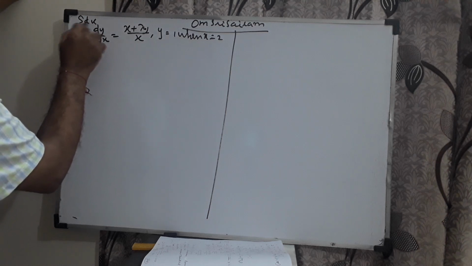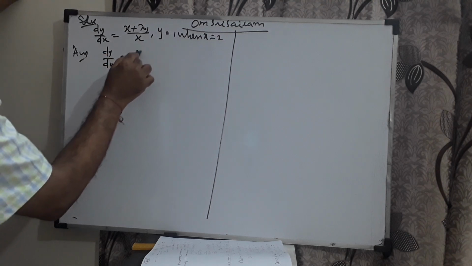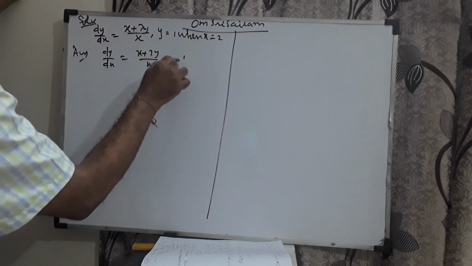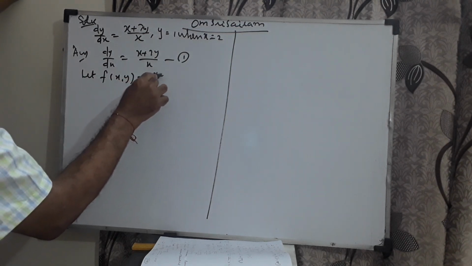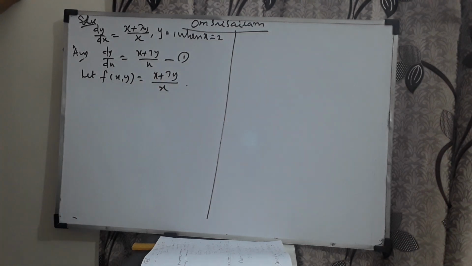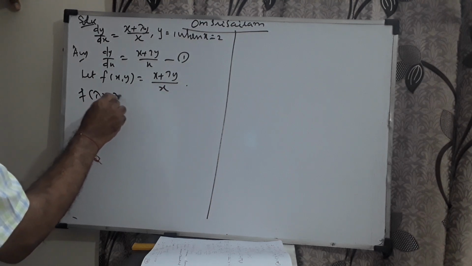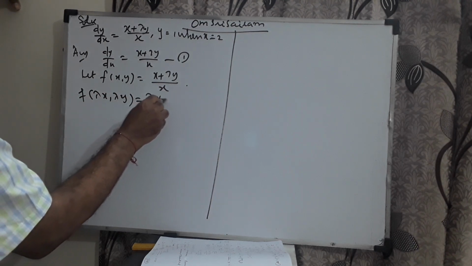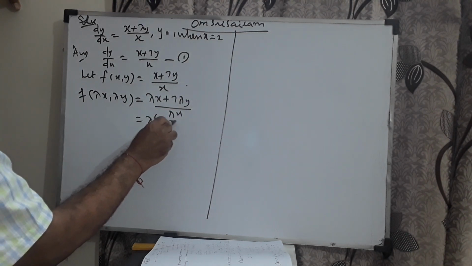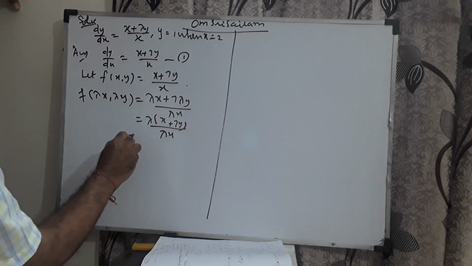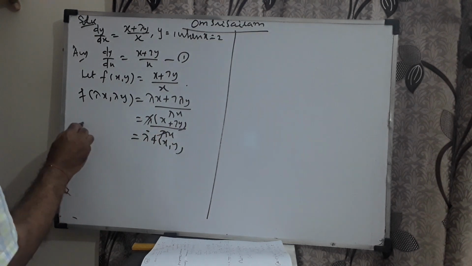This is the question, solve. Now listen, dy by dx is equal to (x plus 7y) by x. I call it 1. Let f of x comma y be equal to (x plus 7y) by x. I take the right hand side as f of x comma y. Let me try to simplify f of lambda x comma lambda y. Lambda x plus 7 lambda y by lambda x, lambda into (x plus 7y) by lambda x, which will be equal to lambda power 0 into f of x comma y. Lambda will get cancelled.